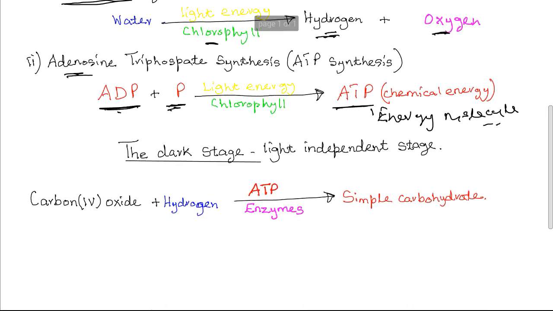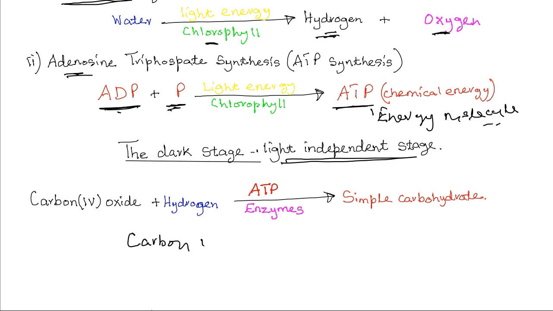In the second stage, known as the dark stage, since this stage does not require the presence of light, it is therefore referred to as a light independent stage. During this stage, carbon dioxide combines with hydrogen to form simple carbohydrate. This combination, the reaction between carbon dioxide and hydrogen, is known as the carbon dioxide fixation process.